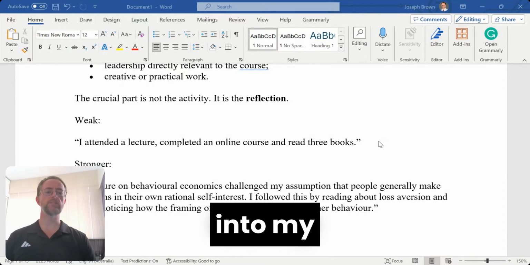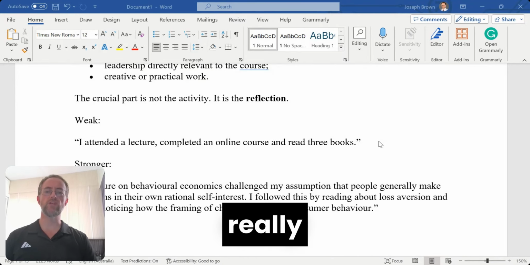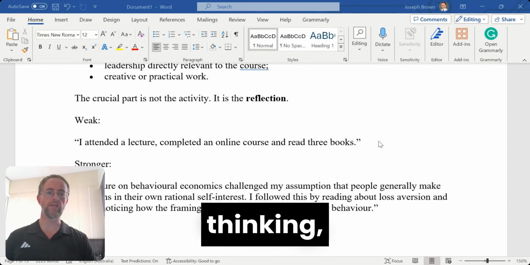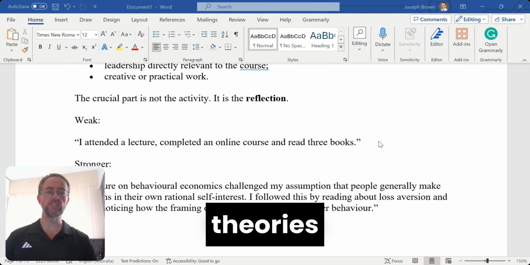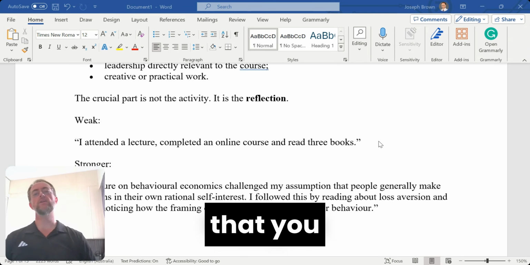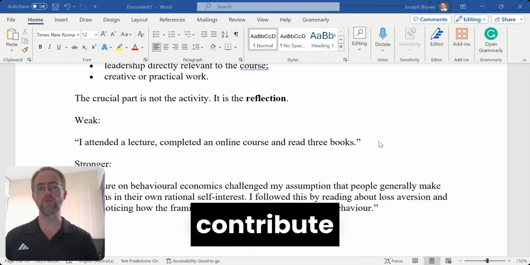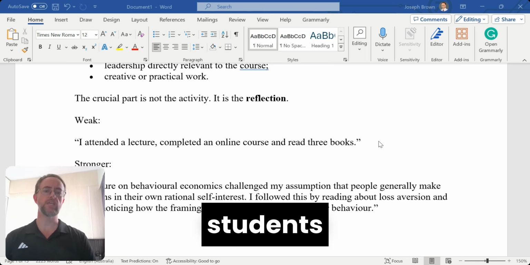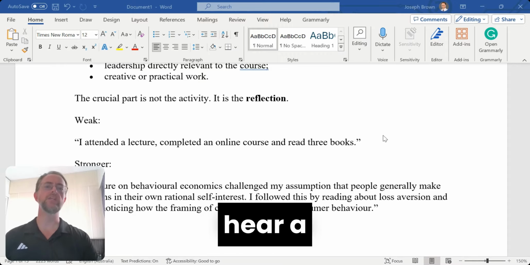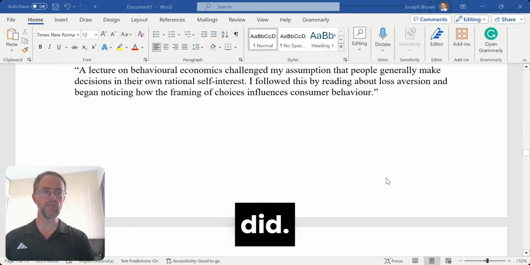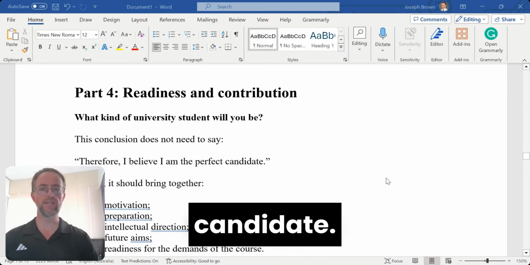You're ready to jump into my university, make the place a better place by asking really good questions, using critical thinking, making assumptions, making theories and hypotheses, so that you will be able to contribute and question with fellow students here at the university. That's what we want to hear. We don't want to hear a list of all the different things you did. We want to hear that you're a great candidate.